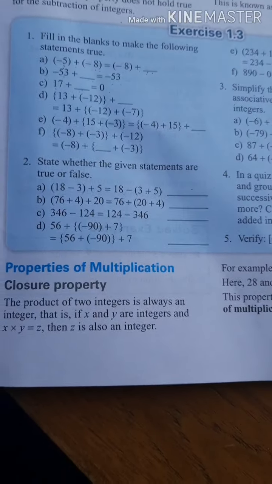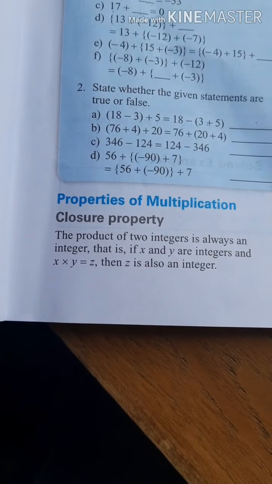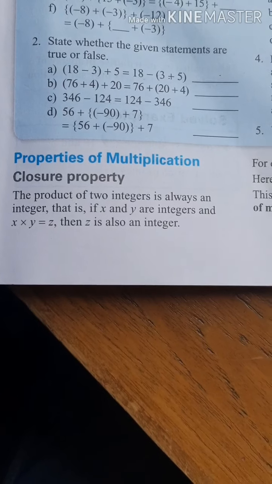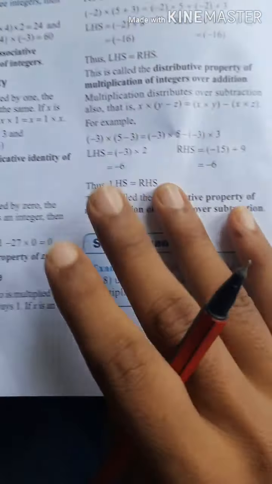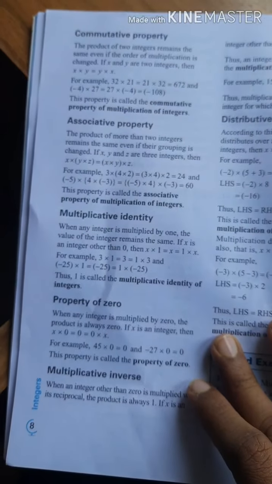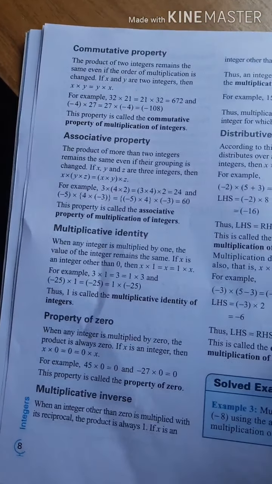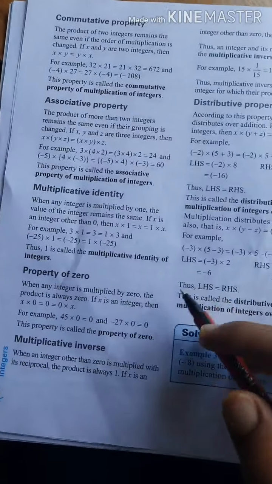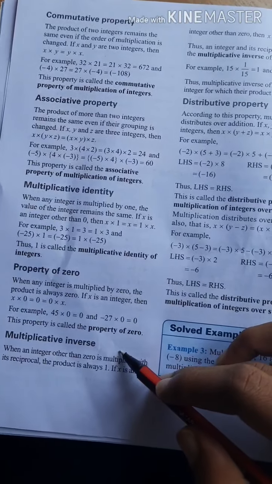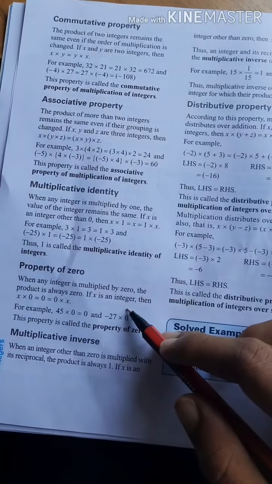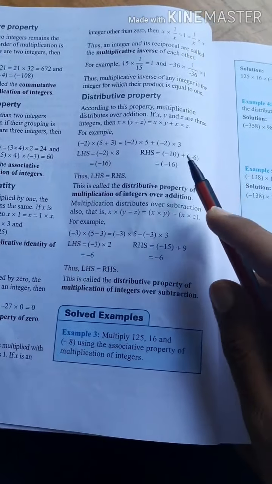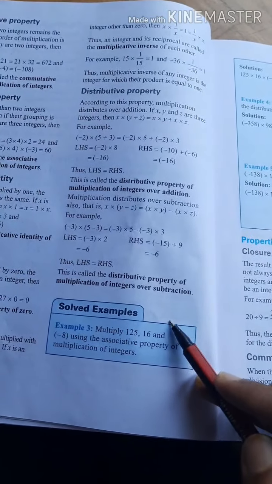Now we will go to the properties of multiplication. So properties of multiplication means again here there will be closure property, commutative property, associative property, multiplicative identity, like additive identity. Then the additive inverse there, here multiplicative inverse. So properties of 0. And in this you will get the distributive property over addition and over subtraction. So we will see one by one now.